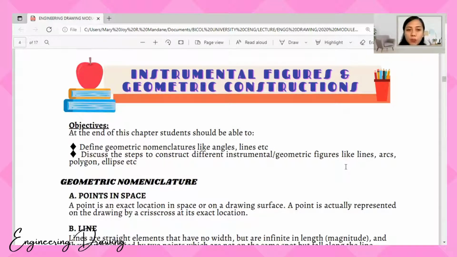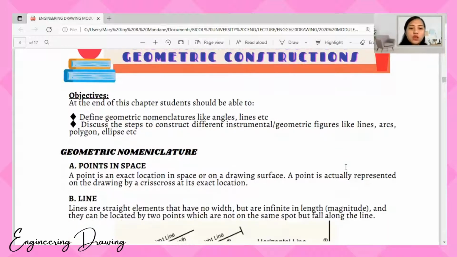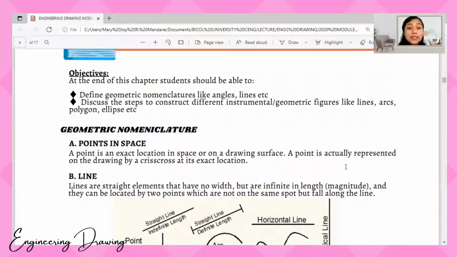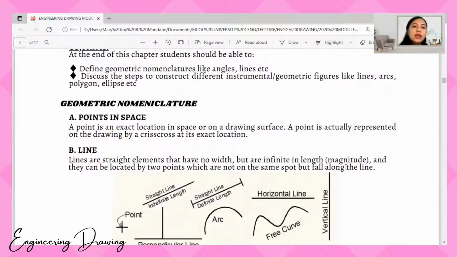Again, in this chapter, you will be able to learn the defined geometric nomenclatures like angles, lines, etc. Discuss the steps to construct different instrumental or geometric figures like lines, arcs, polygon, ellipse, etc. So let's discuss this geometric nomenclature. But these geometric figures, okay?